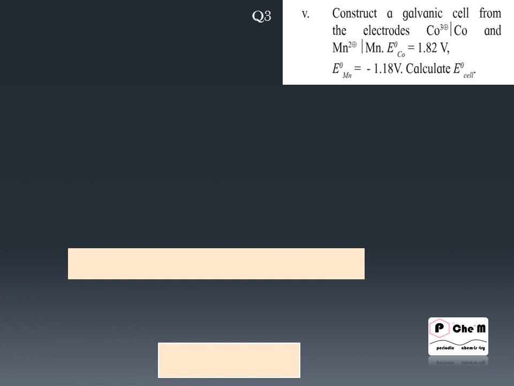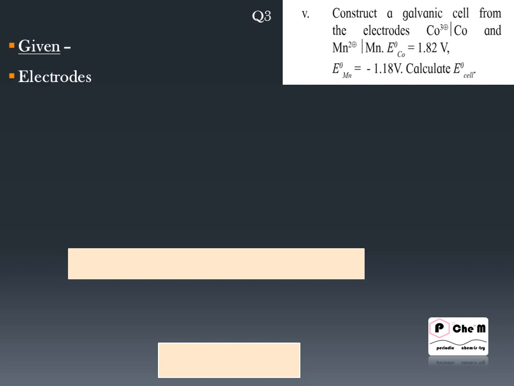Let's solve the fifth question under question number 3. Here we first need to construct the galvanic cell and then we need to calculate the cell potential or the standard cell potential. We have seen about the construction of galvanic cell in my previous video. We can revise it in this part as well.